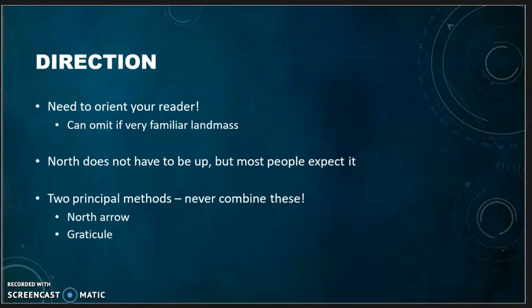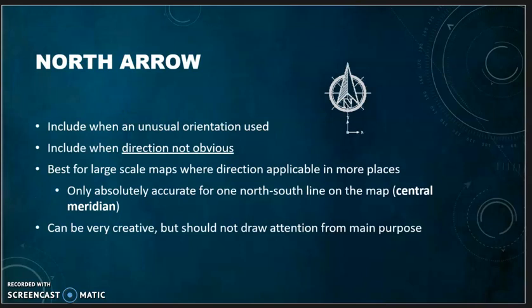Two principal methods. We never want to have both. You need to choose one or the other, and that's north arrow and graticule, and we'll go over that in just a second. So a north arrow you want to include when there's an unusual orientation, just to help people really know which way is up.